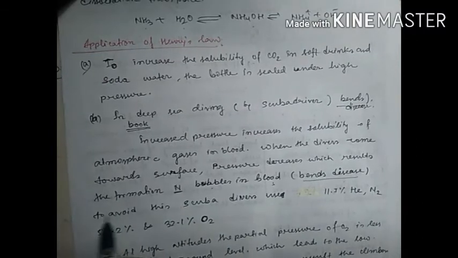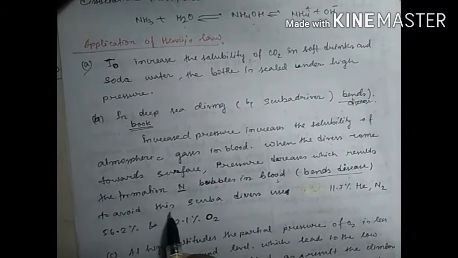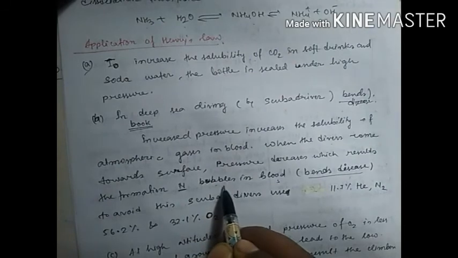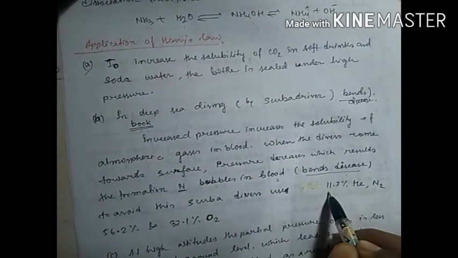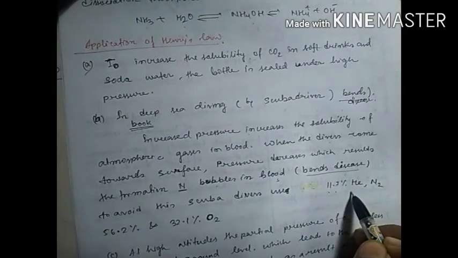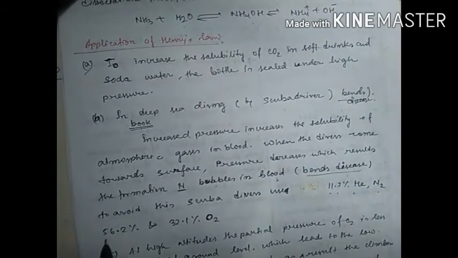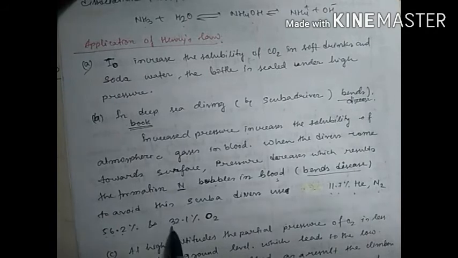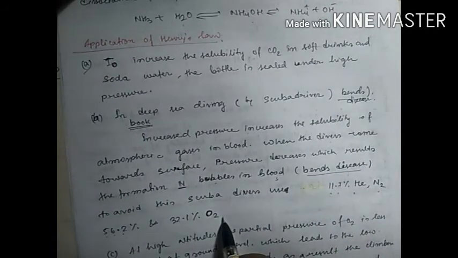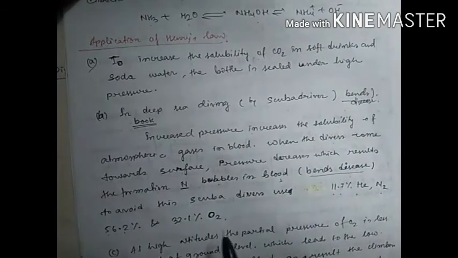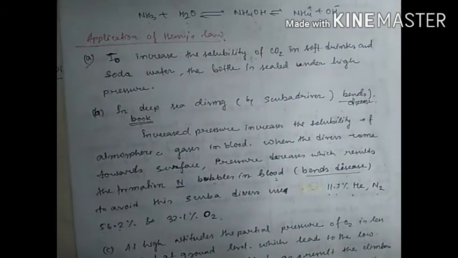To avoid this, that means to avoid nitrogen bubble formation in their blood, scuba divers use 11.7% helium, 56.2% nitrogen and 32.1% oxygen in their cylinder, which they carry while diving.